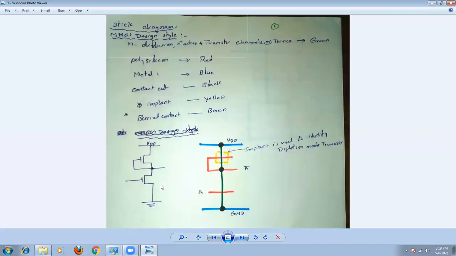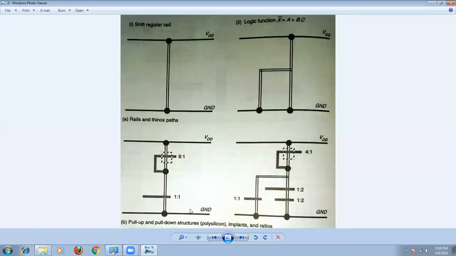Similarly, now just see, this is the pull down transistor. A transistor is formed whenever a polysilicon crosses the diffusion layer. So here we require one polysilicon, it must cross the diffusion layer. Similarly, here also we require one polysilicon, it must cross the diffusion layer. So take a polysilicon here and cross it. Okay, then just see this is the crossing.